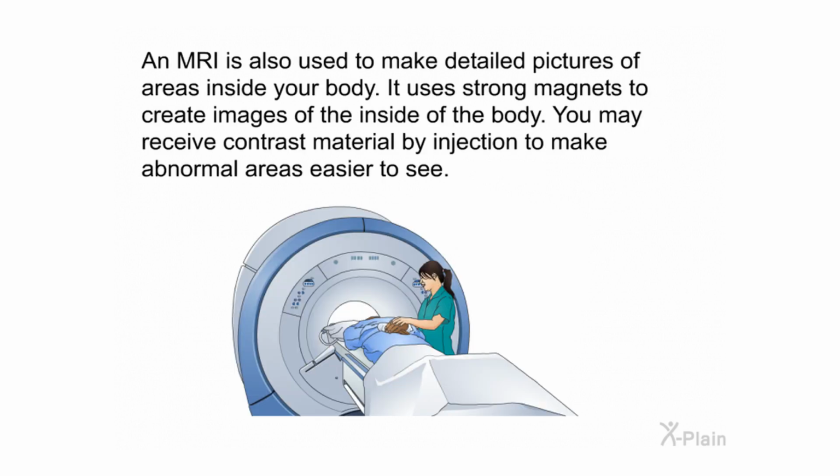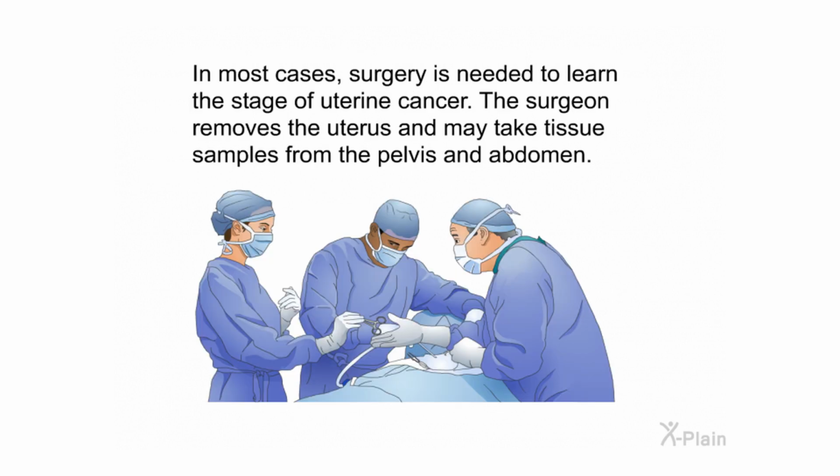An MRI is also used to make detailed pictures of areas inside your body. It uses strong magnets to create images of the inside of the body. You may receive contrast material by injection to make abnormal areas easier to see. In most cases, surgery is needed to learn the stage of uterine cancer. The surgeon removes the uterus and may take tissue samples from the pelvis and abdomen.